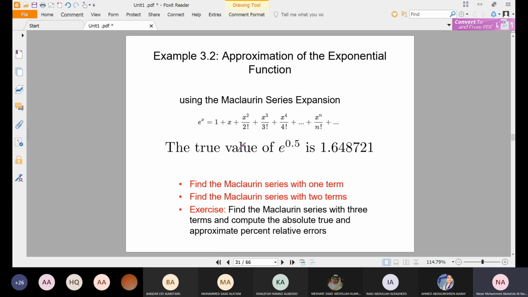Okay, so here, for example, assume we have this Maclaurin series. Okay, and this is one type of Taylor series, as you know, when we have xi equals 0. Okay, xi equals 0 here.